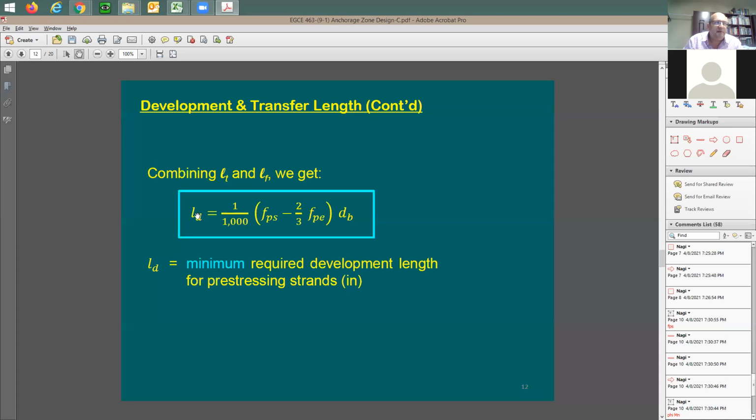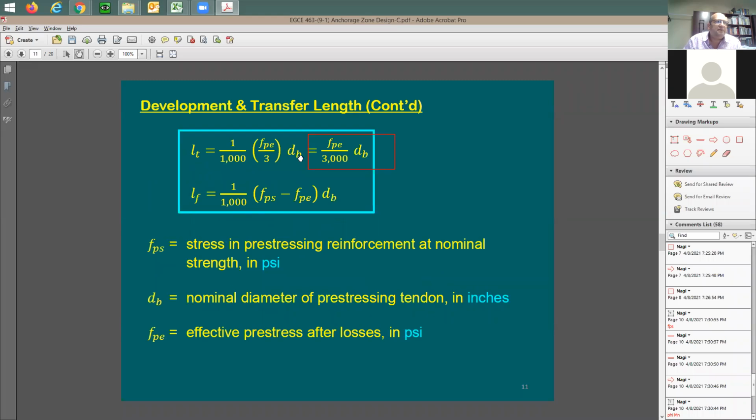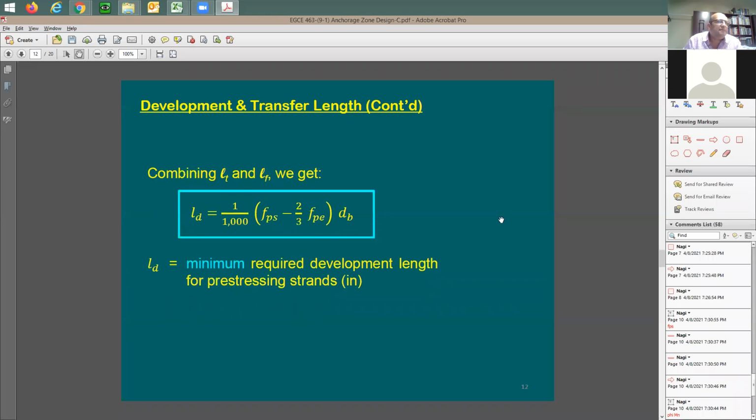Here's the total length, Ld. You just add the two to each other. So it's going to be fps subtracting 2/3 fpe. Why subtracting 2/3? Now think about it. You just do the math, right?